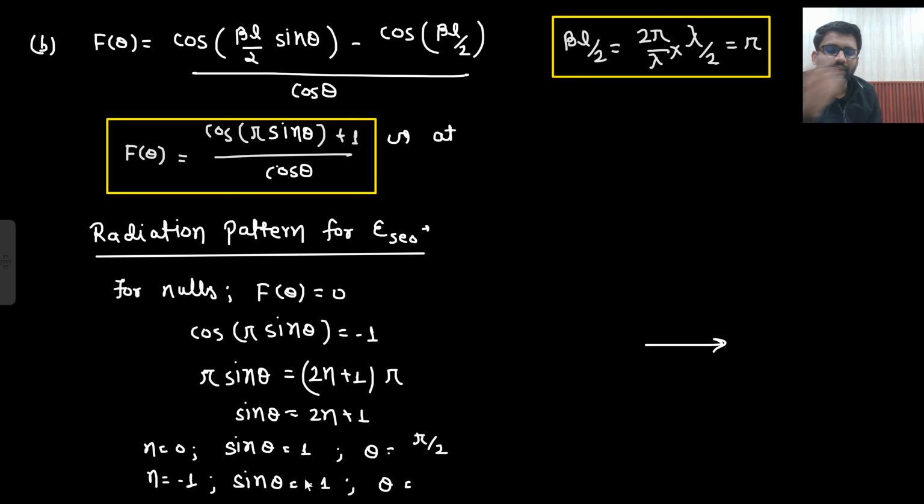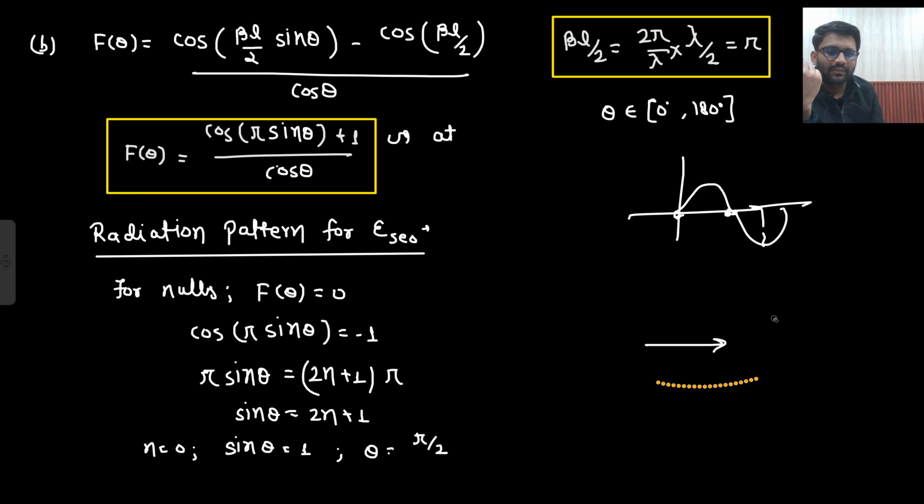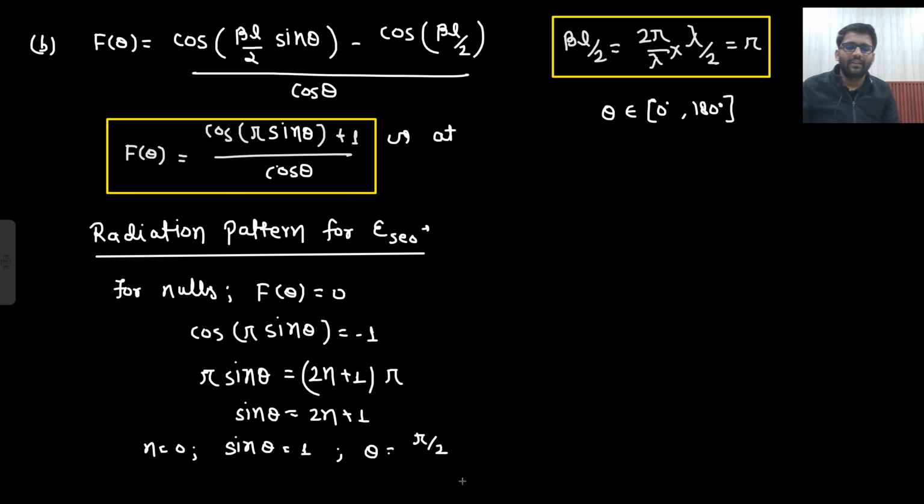what are you getting? Sine theta equals to minus 1. And when do you get sine theta equals to minus 1? This is the graph of sine theta. So sine theta equals to minus 1 you get at 3 pi by 2. That you don't need to take into account, because theta value will go from 0 degree to 180 degree only. So only this much range I need to consider. So only one null is there, that is at theta equals to pi by 2.